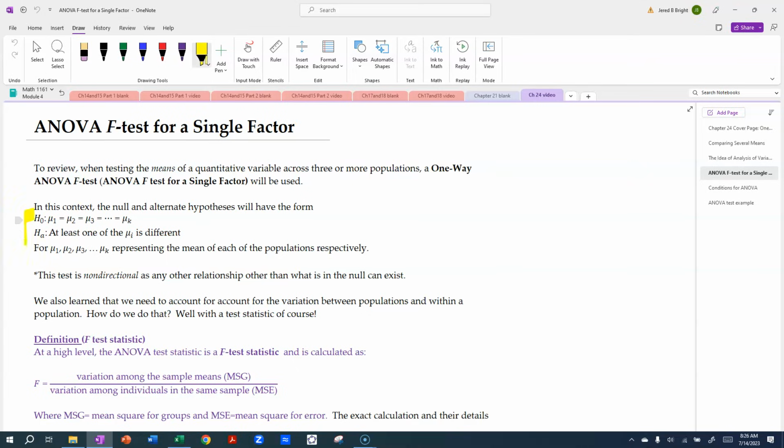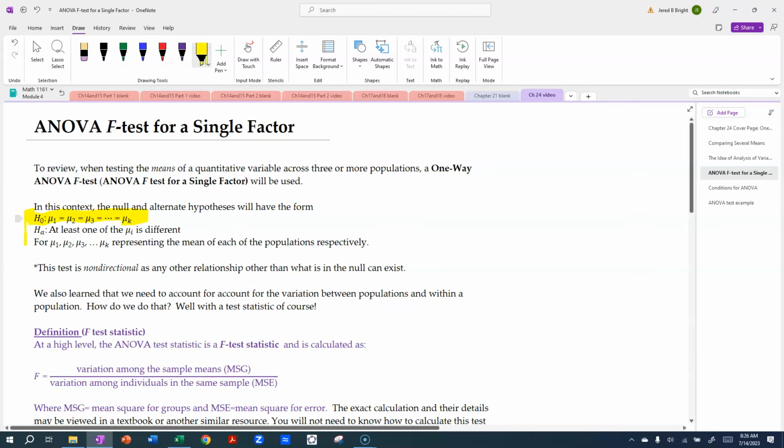When we set up our null and alternate, here's actually the format that we're going to follow. We're going to have the null as all of the means are the same, and then the alternate, we don't really write it symbolically because it is difficult. We don't know which ones are not equal, so we just say one of the means, mu I, is different, and then I is just an index that can represent any one of the indices.